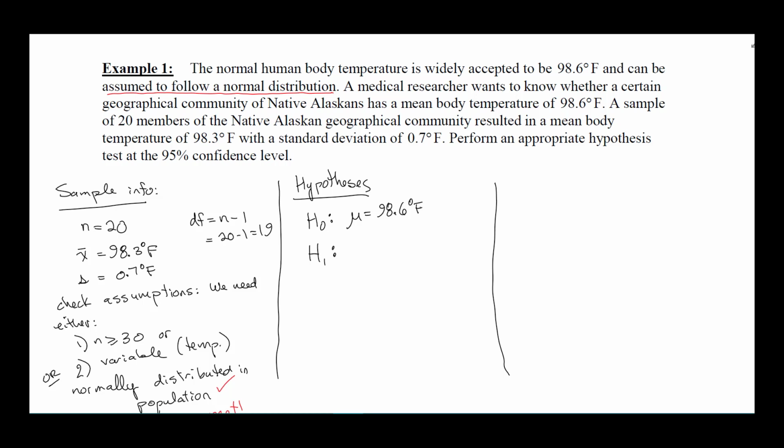So then, to decide about our H1, we need to figure out if it's going to be one-tailed or two-tailed. And let's look. Is it steering us in a direction, like they're testing whether this community's temperature is higher or lower than the benchmark? Or do they have reason to believe it's higher or lower? I do not see anything in this problem that is steering us in a direction. They're trying to figure out if this geographical community of Native Alaskans has a mean body temperature of this. It doesn't say above, below, so that means that we are going with a two-tailed test.